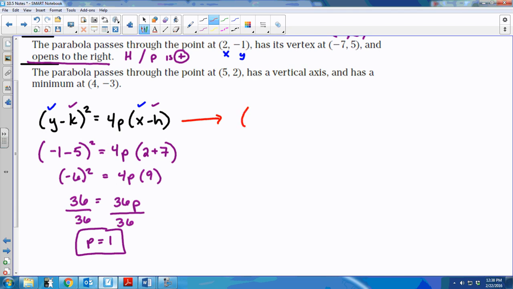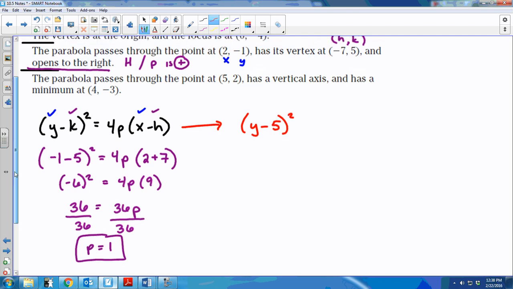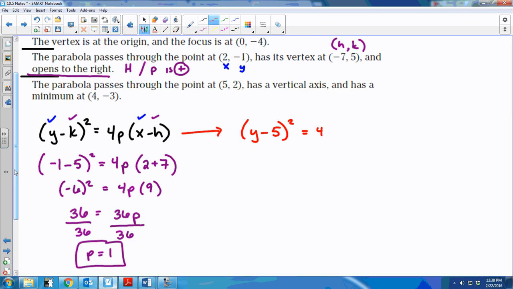So I have y minus 5 squared equals 4 times 1 times x plus 7. You can leave it that way, or you can rewrite it so that you have just 4 instead of 4 times 1.